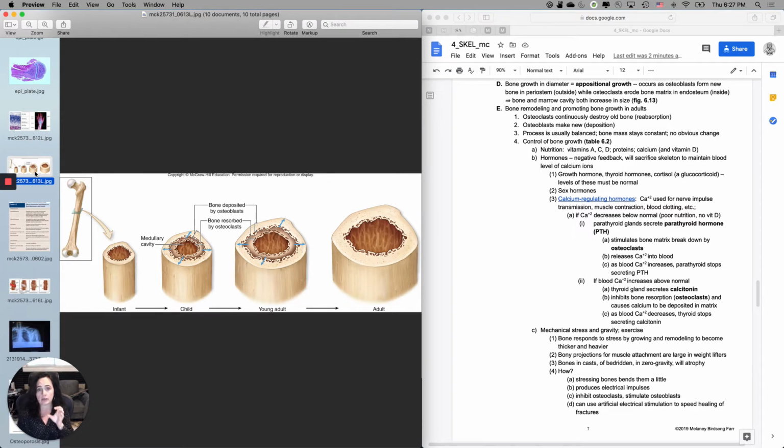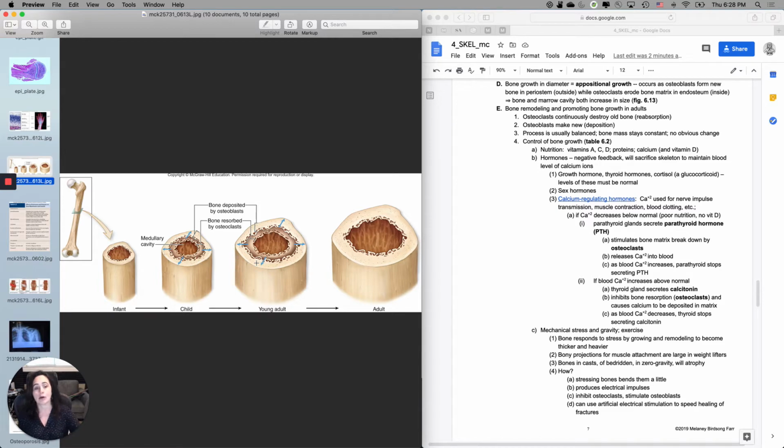But in addition, the medullary cavities of your long bones also get bigger. So what tends to happen is that on the outside of a long bone, there is more osteoblast activity. And on the inside of a long bone, there is more osteoclast activity. So not only is the bone bigger and more massive because there was a net gain, there is also a bigger medullary cavity. Okay, so bone growth in diameter is called appositional growth.